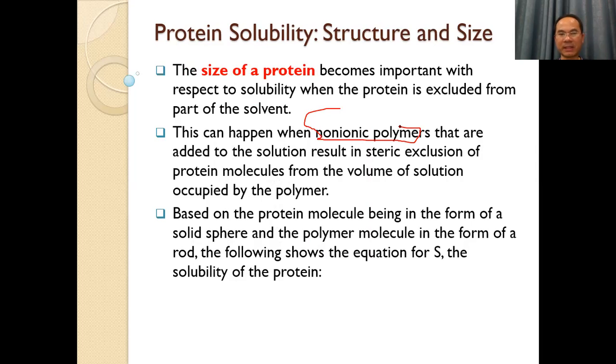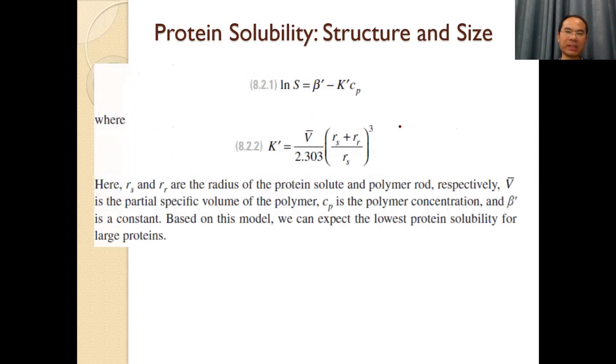For this case, we assume the polymer is rod form and the protein is a sphere. We can express the relationship between the solubility and the size. We can express it as log S, where S is solubility, equal to beta minus K Cp. K can be calculated from the equation. The solubility means the maximum amount of the protein or product that can dissolve in solution at any temperature and pressure.